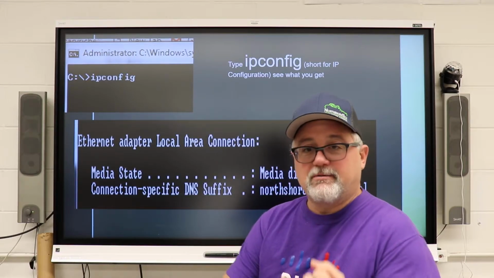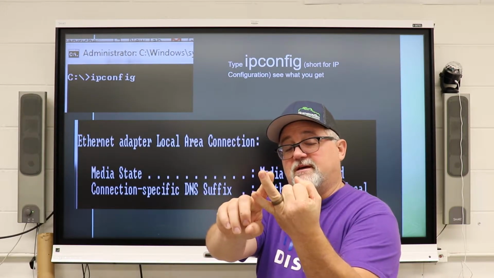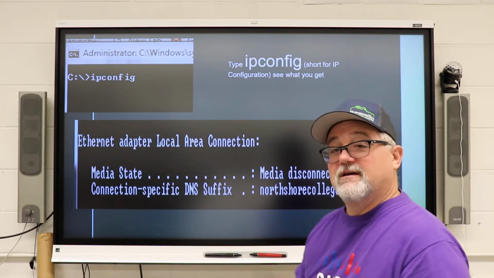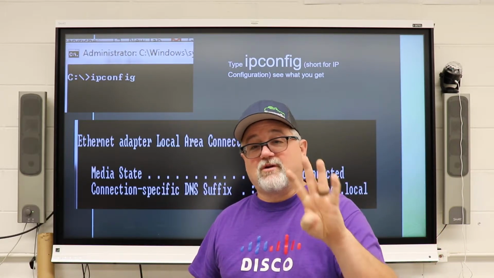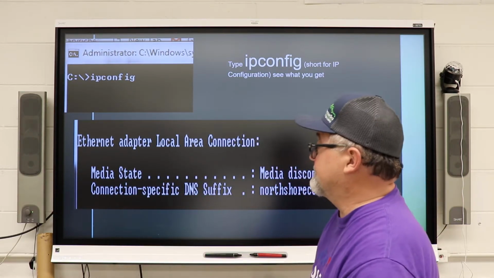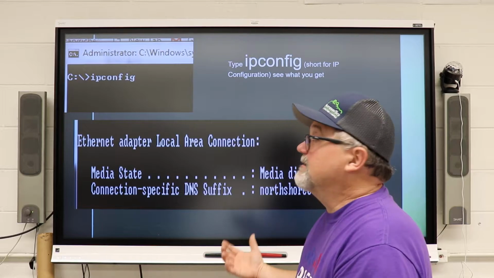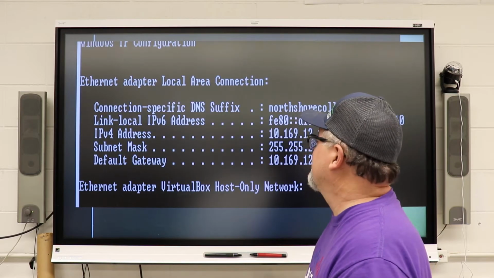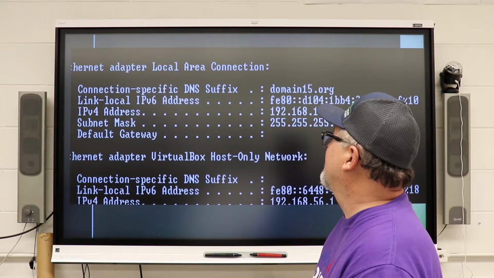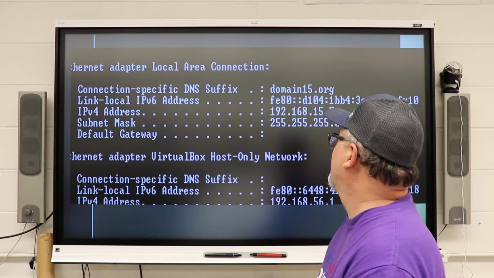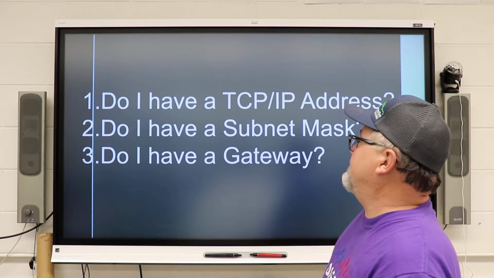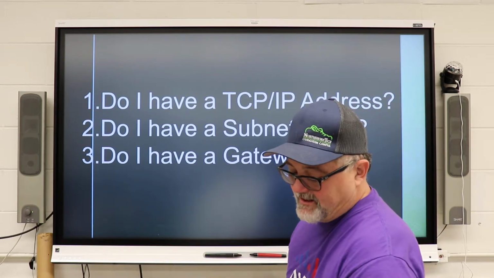Remember, you have to have an IP address, a subnet mask, and a gateway. And you have to be connected. It's usually something wrong with that whole setup that tells you what's wrong and why they don't have internet. Do I have a TCP/IP? Do I have a subnet mask? And do I have a gateway?